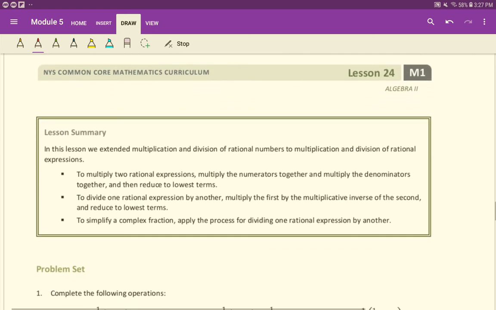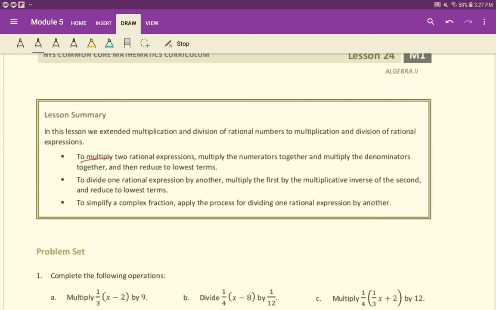In summary, to multiply two rational expressions, multiply the numerators together and multiply the denominators together, then reduce to lowest terms. But remember, I actually say to reduce first, simplify first, then multiply the numerators and denominators. To divide, we are going to multiply the first by the inverse, or the reciprocal really, the multiplicative inverse, of the second, and reduce to lowest terms.